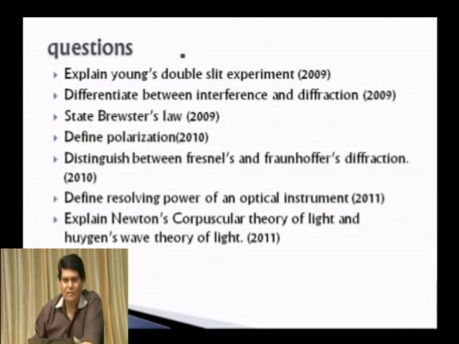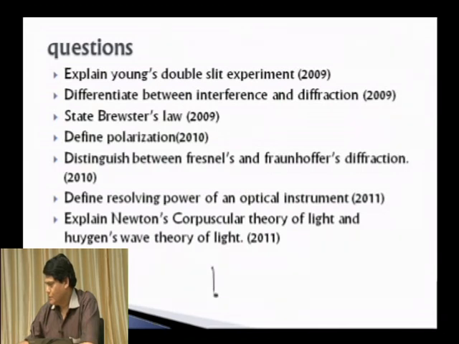What he did, if you can just recollect this experiment: there is a source of light. This is a light source, and it sends its radiations in all directions. As it falls on the obstacle, he has made a small slit in this obstacle. Then the light will undergo what is called diffraction.